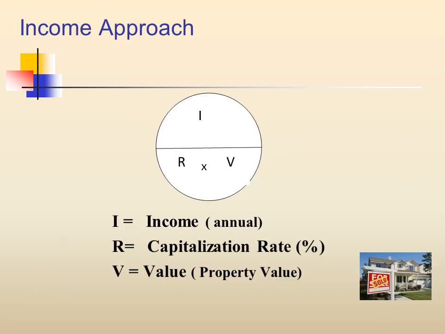Continuing on with our appraisal mathematics, we need to be able to solve some problems using what's called the income approach. The income approach uses our formula IRV, and just like the others, each of these has a relationship one to the other. So I is the income, R is the capitalization rate, and V is the value. So in the income approach, I stands for income, R for rate, and V for value. Sometimes it's called our Uncle Irv formula.